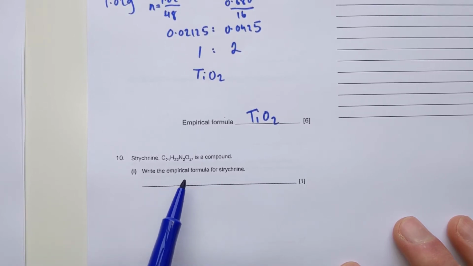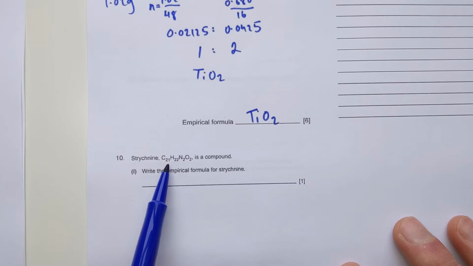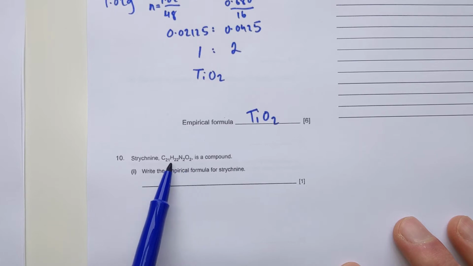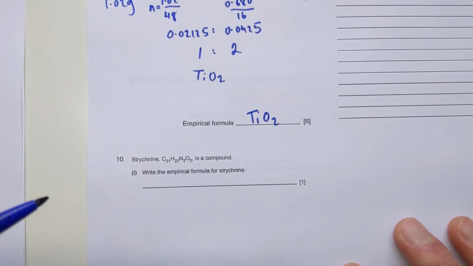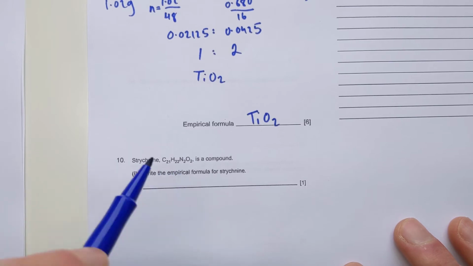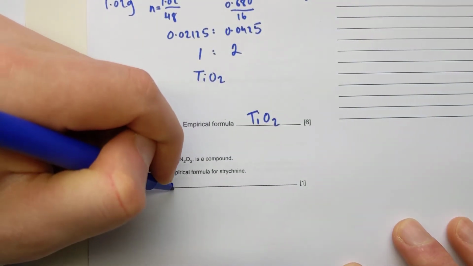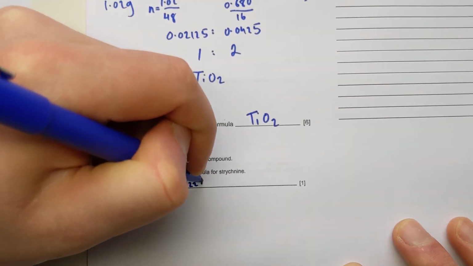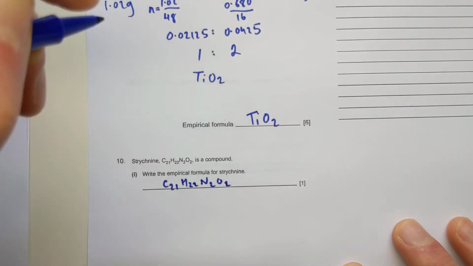You actually can't. The problem is that C21, thinking maths-wise, you can divide 21 by numbers, you can divide by 7, divide by 3. That wouldn't work for the other ones. To get them to whole numbers, you'd only really divide by 2 for all these numbers, which doesn't work for this. So basically the empirical formula is the way it's written already. You can't actually get any more cancelled down than that. So the empirical formula is the same as the molecular formula for strychnine.